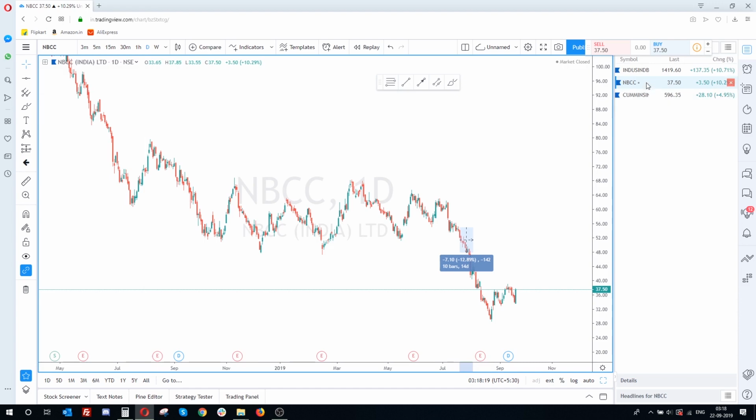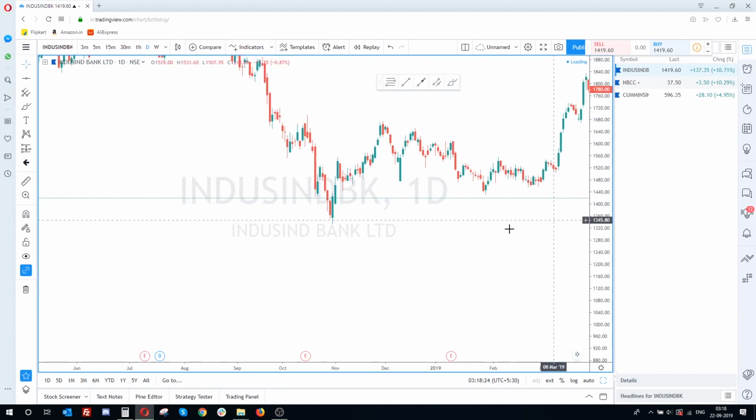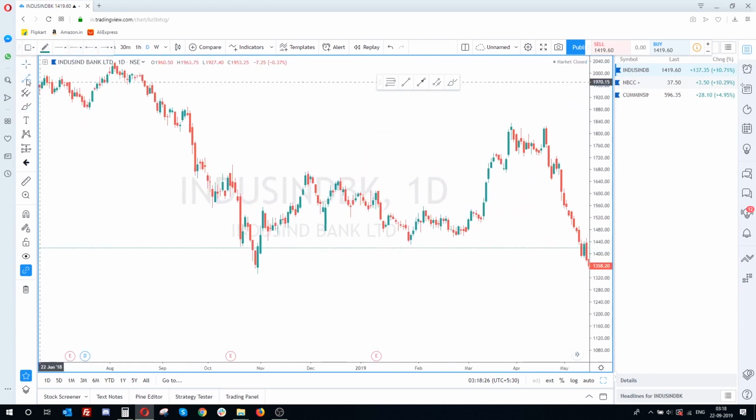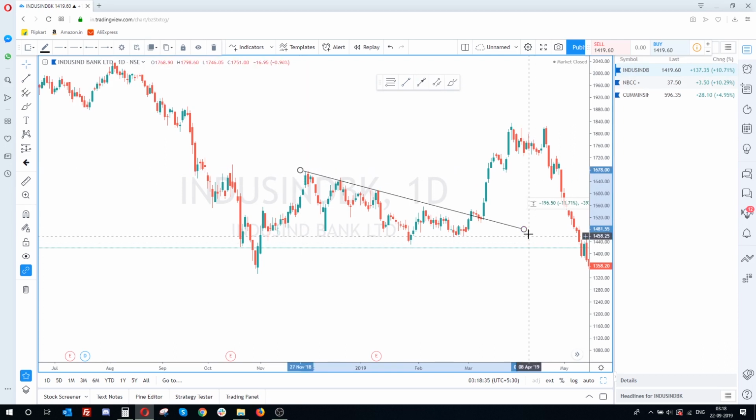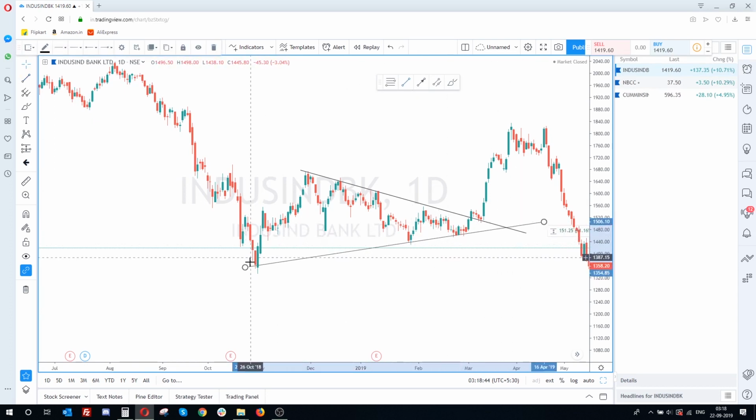And so here if you see, this is the pattern it has been forming. Okay, and at the bottom it's like this. So I would like to draw patterns based on the body of the candle and not based on the wick, because there is a reason behind it. I will explain in detail why we choose body over the wick.